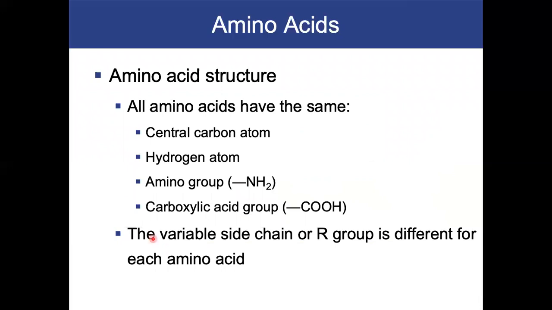All amino acids have the same basic structure. So they have a central carbon atom, a hydrogen atom, an amine group or amino group, NH2. This could be NH3. And again, we see the carboxylic acid group. That's a COOH or COO minus. The variable side chain or R group is different for each amino acid.